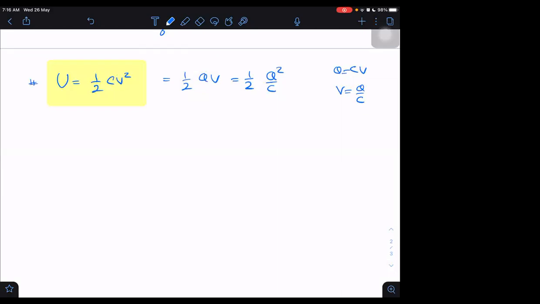So, an important relation: U is equal to half CV squared, and the potential is told we can get in this way. Next, let us say we have work done by the battery. I think we discussed already before what is work done by the battery.